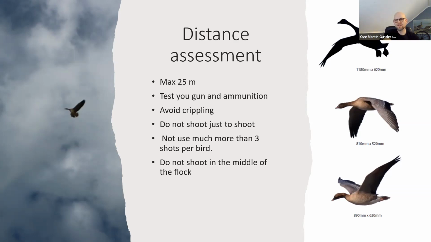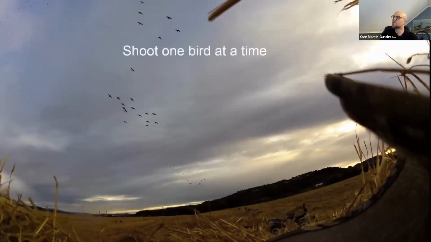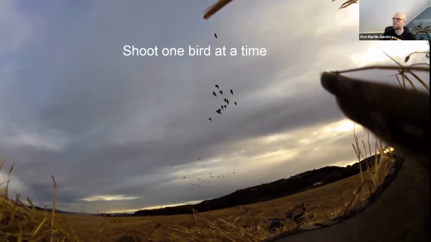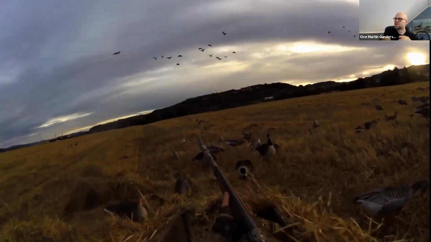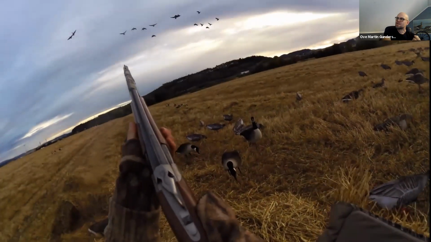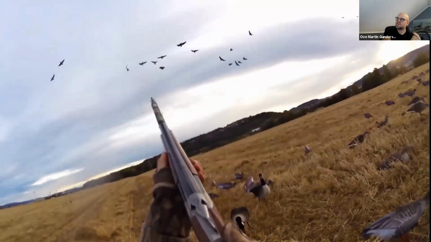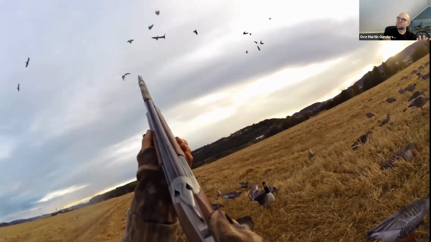And do not shoot in the middle of the flock, because that's also one problem that people tend to do when a lot of geese come against you. They are not trained enough to focus on one bird at a time. So I'm going to show you a video of how that can look when the flock comes in. You need to take the birds that are outside of the flocks.